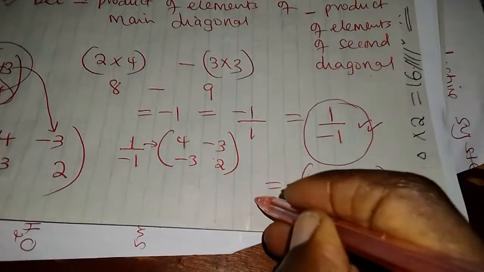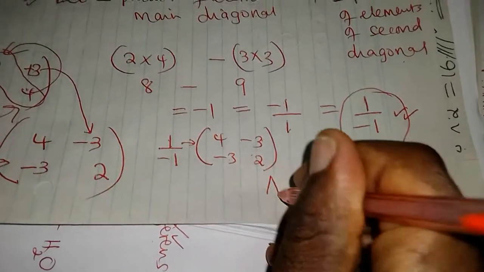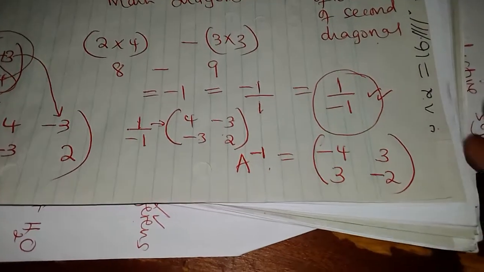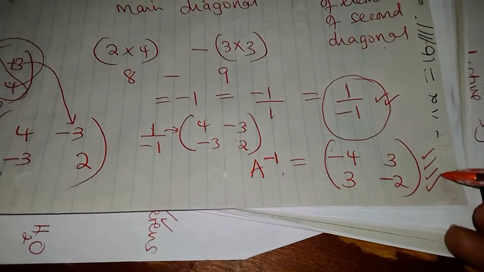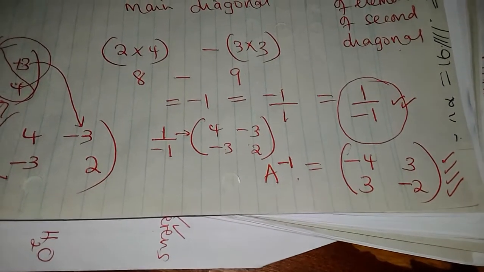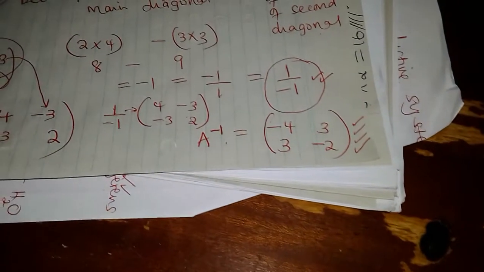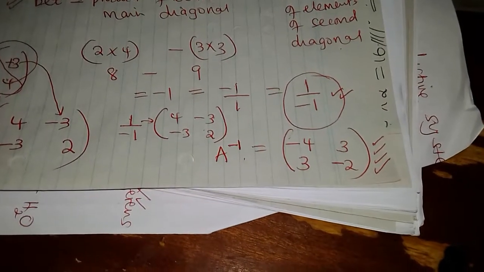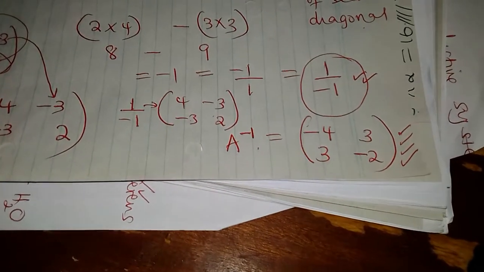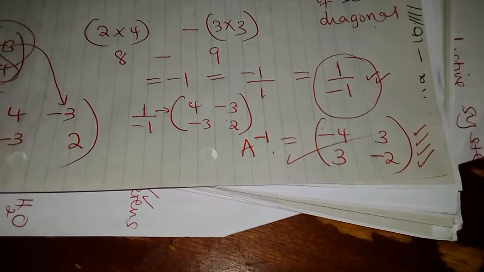That one becomes my A inverse. That's the inverse of matrix A. As easy as it is. So do practice and these things will become very, very easy. So that's my final answer as far as the first part of that question is concerned, in relation to getting the inverse of matrix A. Very correct. Now let's go to the next part of that question.